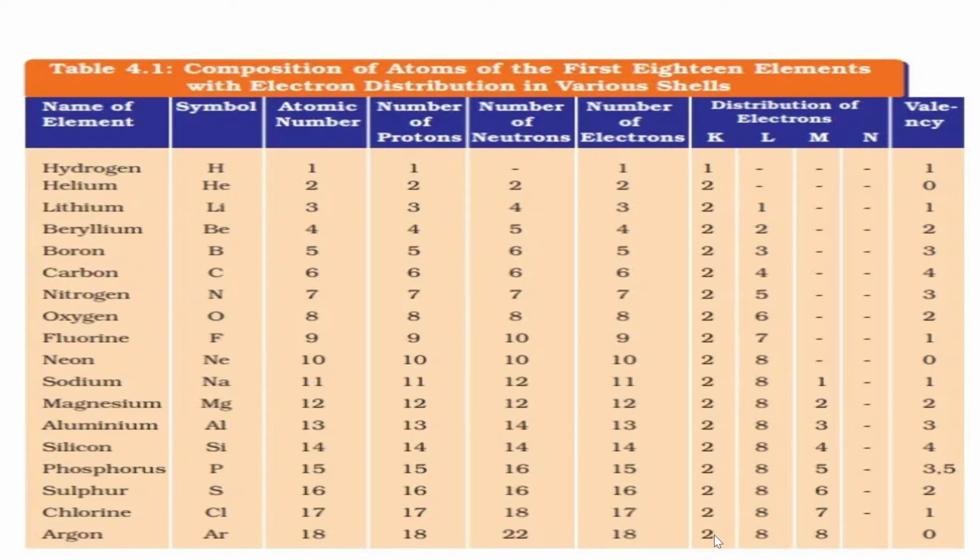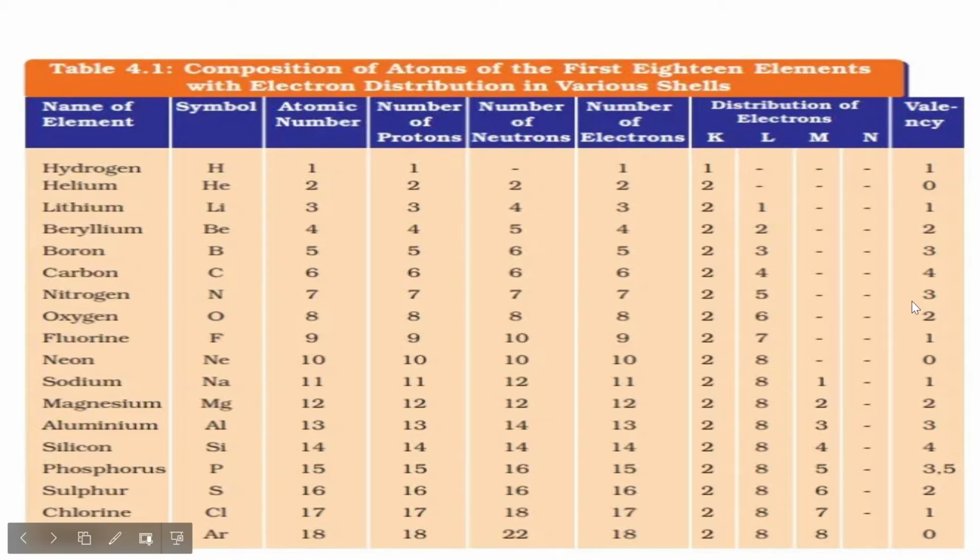Coming to the distribution of electrons, 2 in the first shell, 8 in the next shell, that is L shell, and the remaining 8 in the M shell. And now we have got 8 electrons in the outermost shell. We can't take this as the valency. So 8 minus 8 is equal to 0. So the valency of argon is 0.